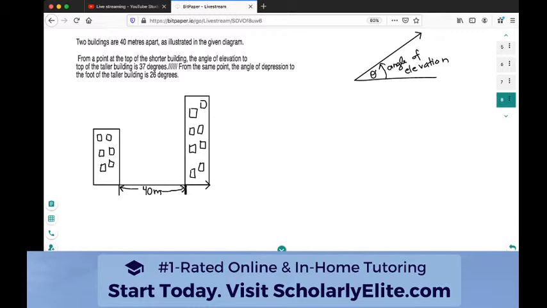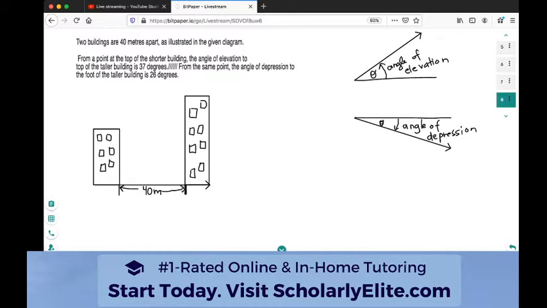So let's talk about what an angle of depression is. Say you've got a flat line there. An angle of depression is where the angle starts at the top and goes downward like this. So this here is an angle of depression. This theta, angle of depression. So just remember the word elevate is up, depress is down.